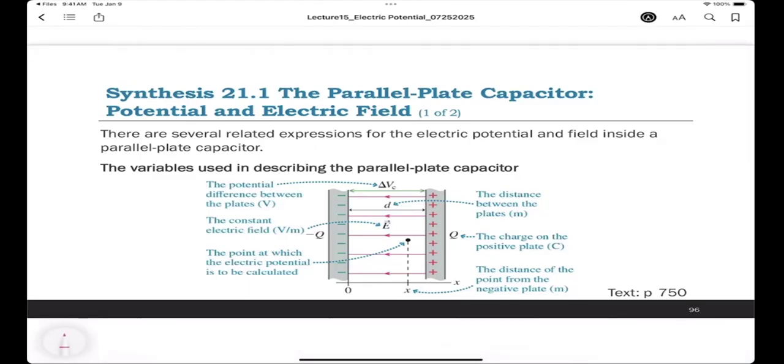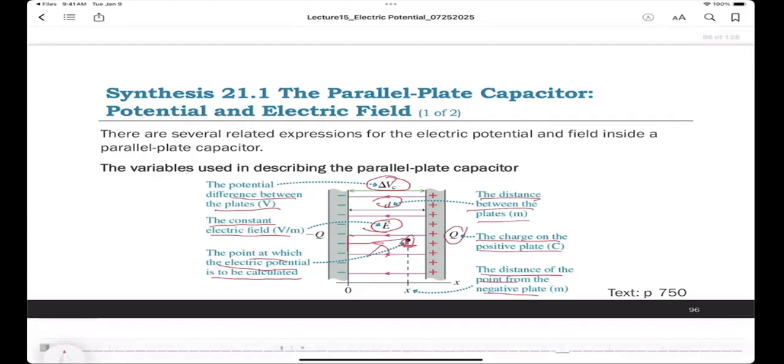You can see here there is a potential difference between the plates. We use this symbol, delta V C, and this is the constant electric field. This is the point at which the electrical potential is to be calculated. And this is the distance between the plates D, and this is the charge on the positive plate Q. And this is the distance of the point from the negative plate X, from here to here. This is X.